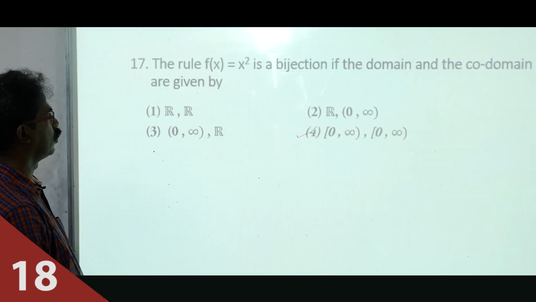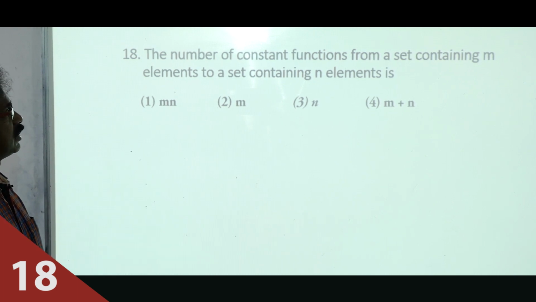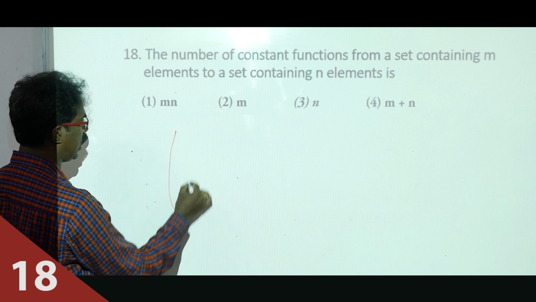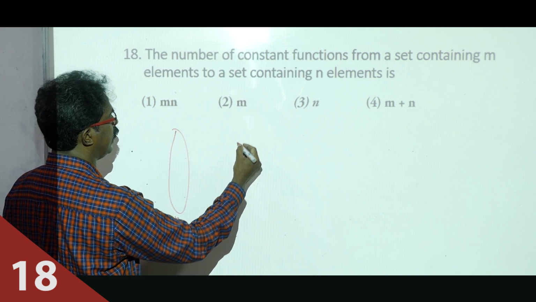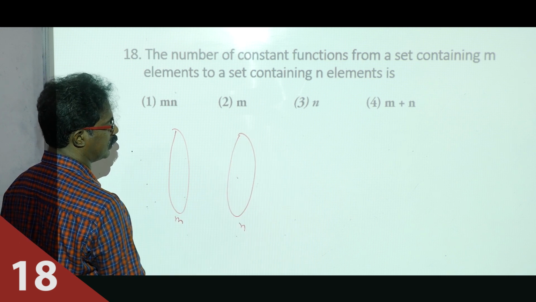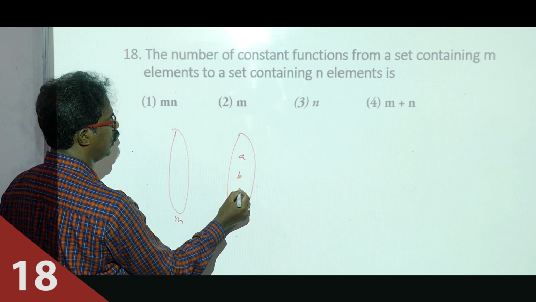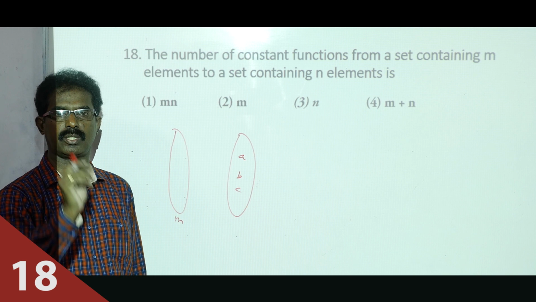Now let us go for question number 18. Number of constant functions from a set containing m elements, the first set there are m elements, to the set containing n elements. Here there are n elements. For example, assume there are 3 elements. How many constant functions can you form? A constant function is where every element is related to a single element.